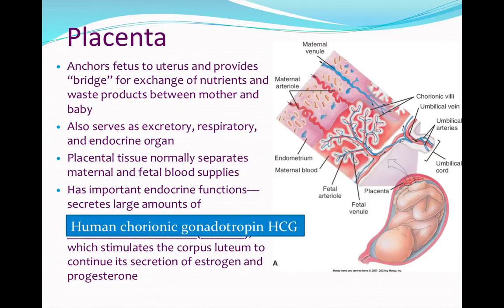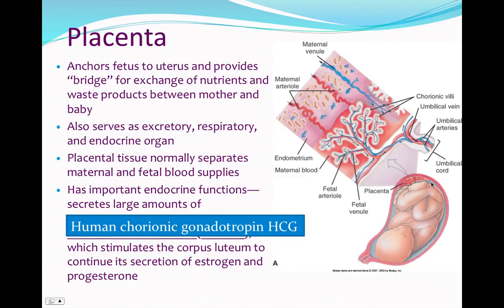The placenta is also an endocrine gland because it's going to secrete a large amount of human chorionic gonadotropin, or HCG. By secreting HCG, that will stimulate the corpus luteum to continue its secretion of estrogen and progesterone, which keeps the uterine lining thick, which it needs to be to support the connection between a mother and a baby.